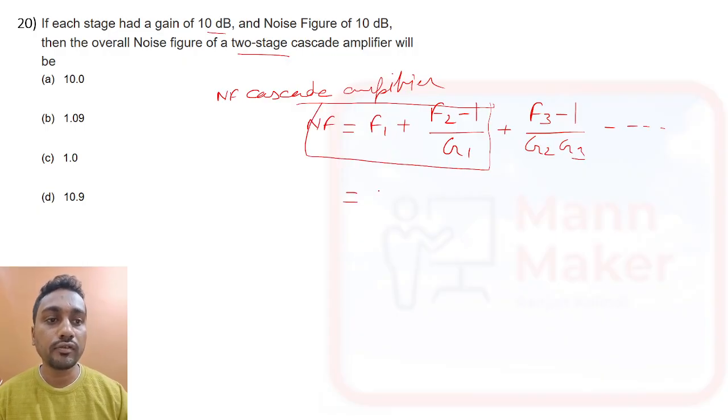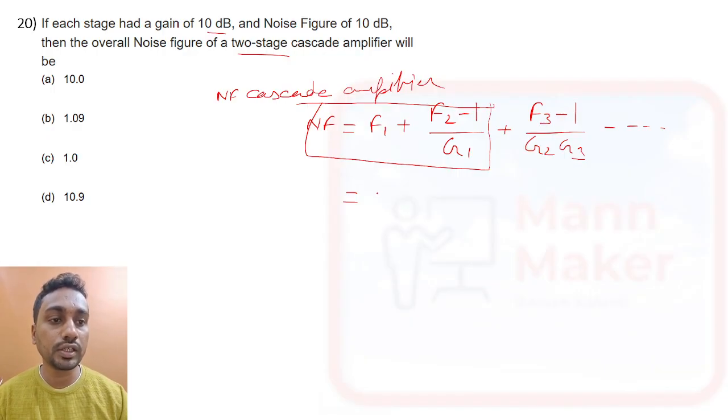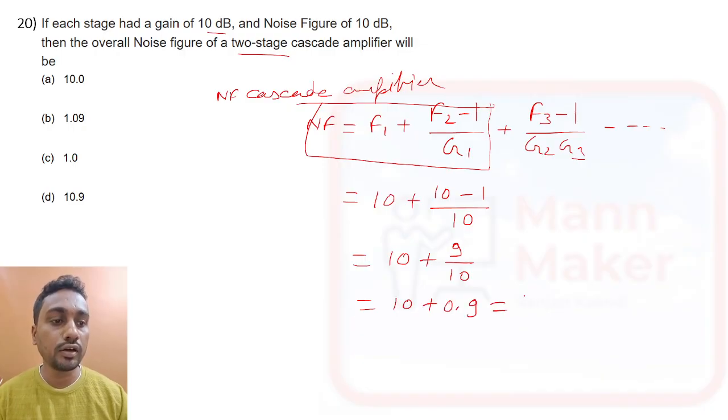So NF equal to F1, we know the noise figure is 10 dB, so this is 10 plus 10 minus 1, and the gain is also given as 10. So it will come 10 plus 10 minus 1, which is 9, divided by 10. That is equal to 10 plus 0.9, or 10.9. Option D is the right answer.